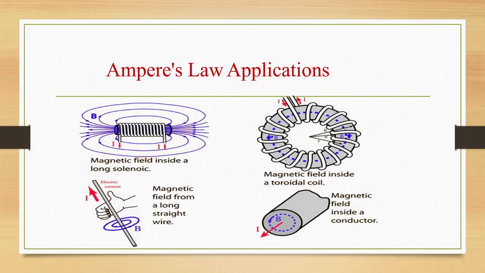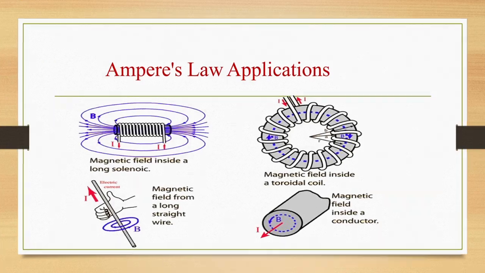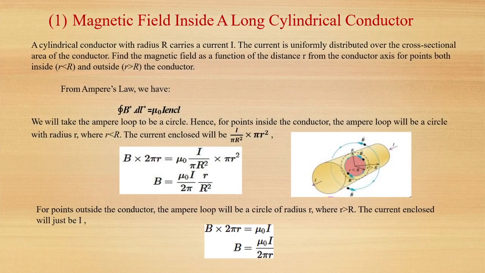Let us see the applications of Ampere's law. Ampere's law can be used in solenoids and toroids. Let us see the first one: magnetic field inside a long cylindrical conductor. A cylindrical conductor with radius R carries current I. Current is uniformly distributed over the cross-sectional area of the conductor. Find the magnetic field as a function of distance r from the conductor axis for points both inside and outside the conductor.